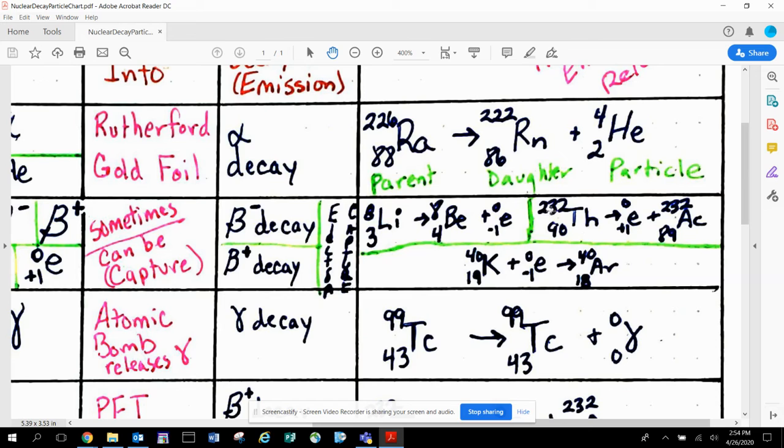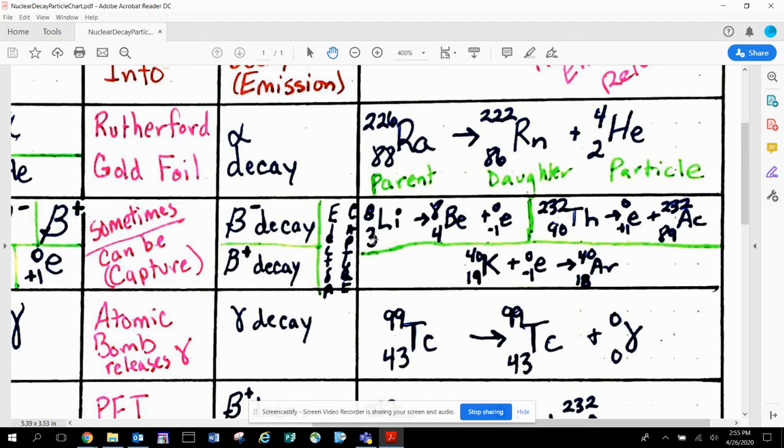Over here we have thorium-232. That's the parent isotope. It decays, and the daughter isotope would be actinium-232, and the particle that would be given off would be a beta positive particle. Now notice that the numbers add up.